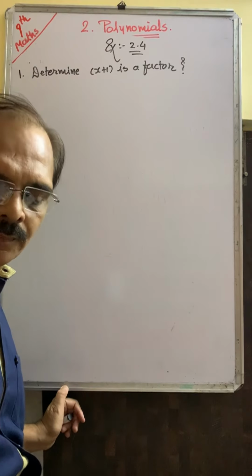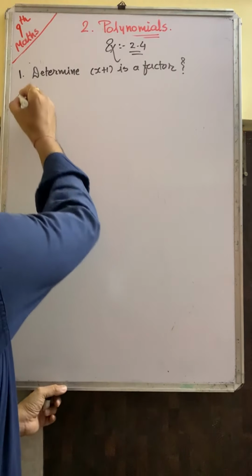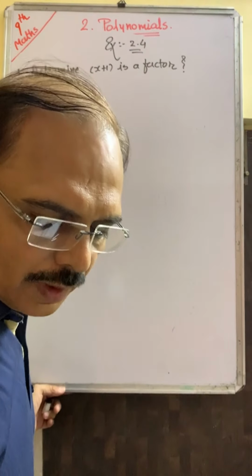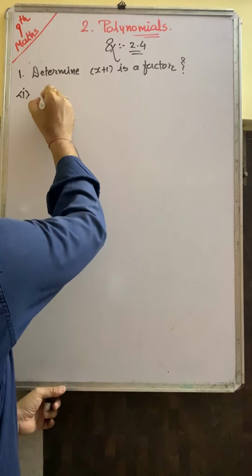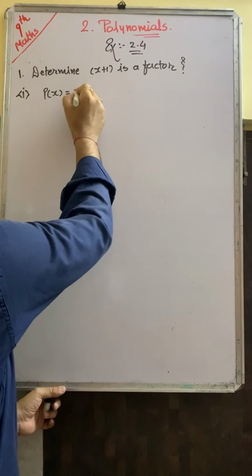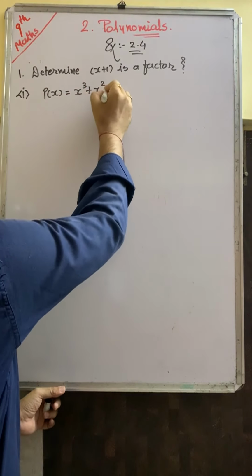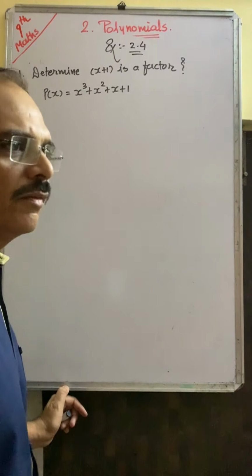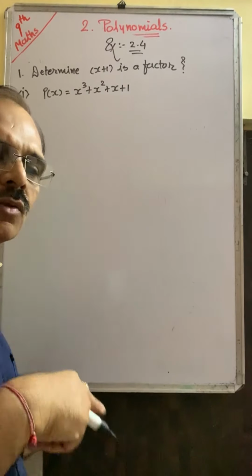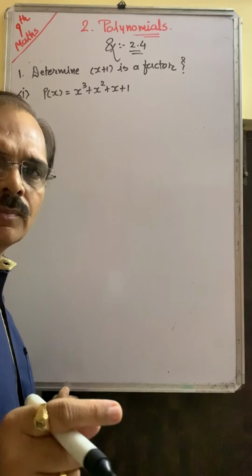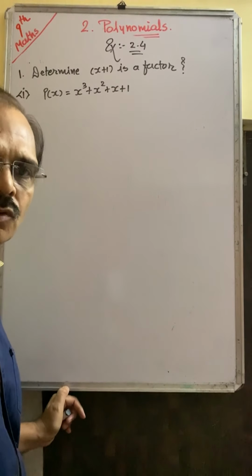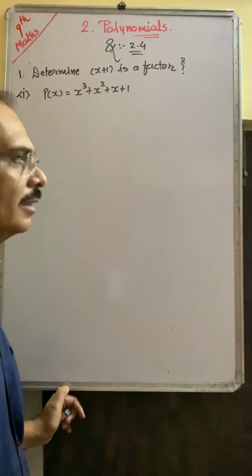Question. Okay. The first polynomial is given: x cube plus x square plus x plus 1. We select p of x equals x cube plus x square plus x plus 1. We want to find whether x plus 1 is a factor or not. You can apply the rule, or you can find the remainder also. If the remainder is 0, then x plus 1 is a factor.